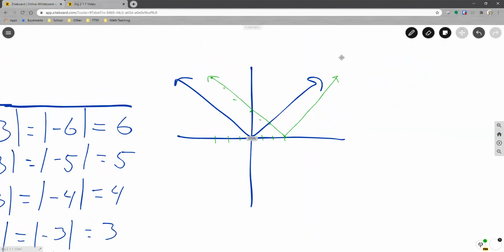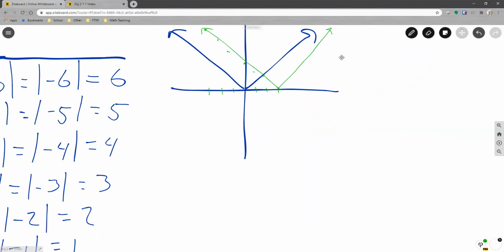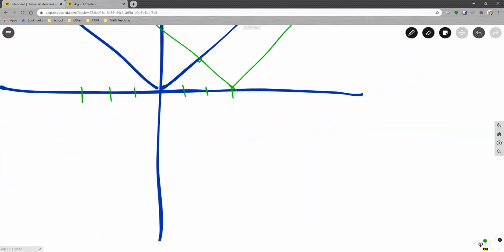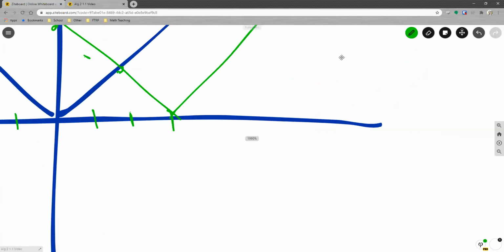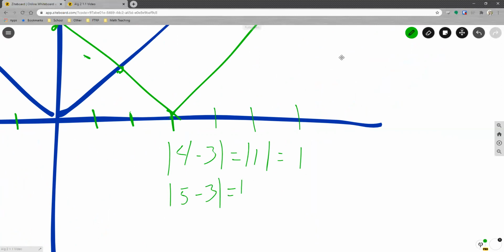Let me show you what happens at +4, +5, and +6 really quickly. Here's 4, 5, and 6. At 4, I would get 4 minus 3 equals the absolute value of 1, which is 1. At 5, I would get 5 minus 3, which is equal to the absolute value of 2, which gives me 2. And at 6, I would get 6 minus 3, which is the absolute value of 3, or 3.